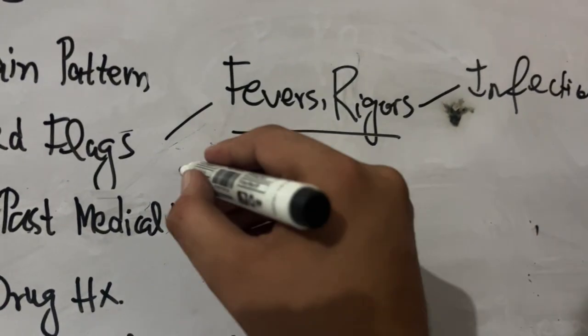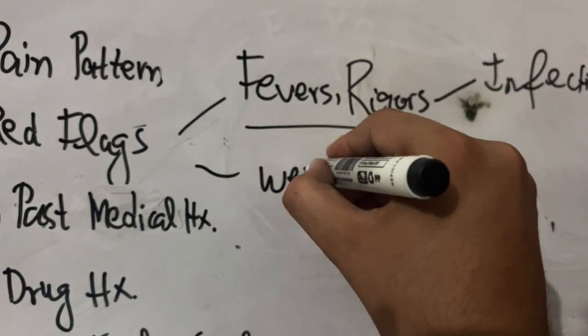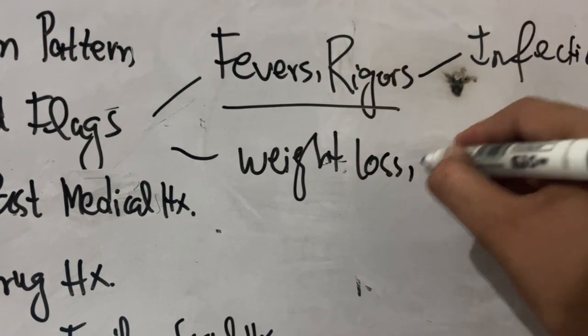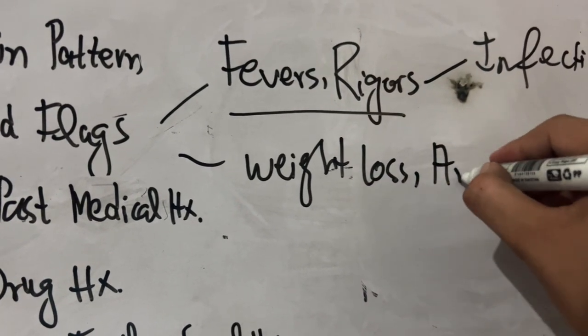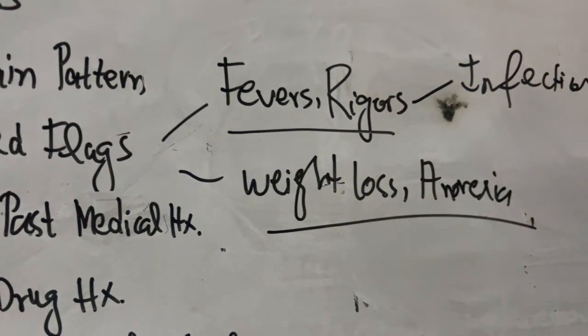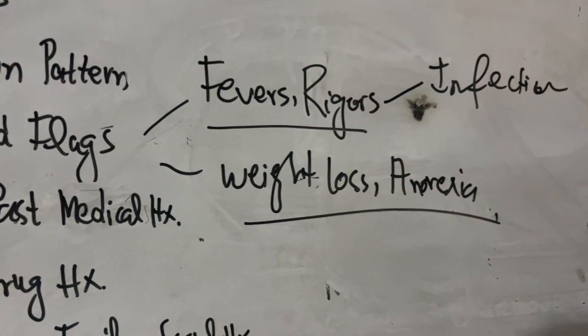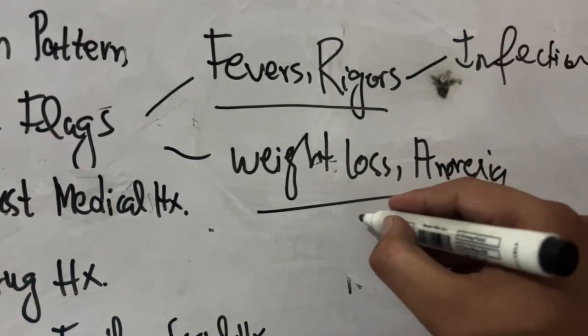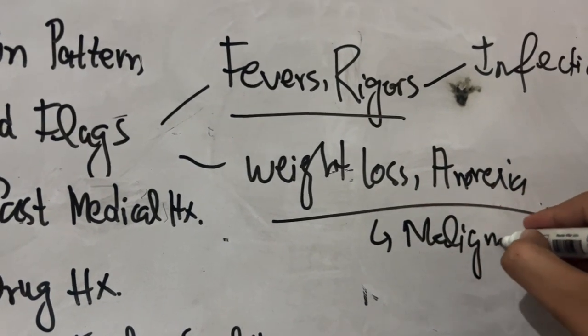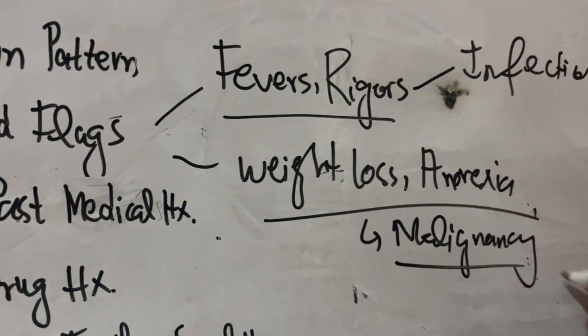Then we will ask about any unintentional weight loss and loss of appetite, like anorexia. We will ask about weight loss and anorexia. If it is present, then it will raise concern for malignancy, carcinoma.